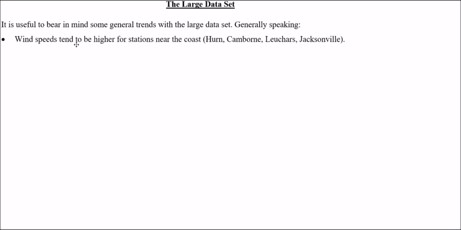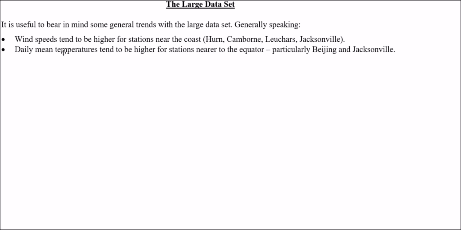It's useful to bear in mind some general trends with a larger dataset, and some of this boils down to common sense too. Generally speaking, wind speeds tend to be higher for stations near the coast, because we're nearer to the sea, and the sea generates wind because of the waves. So for the UK ones, that's Hurn, Camborne and Leuchars in Scotland, and in the US, Jacksonville is also coastal. Daily mean temperatures tend to be higher for stations near the equator, again as you'd guess, particularly Beijing and Jacksonville.